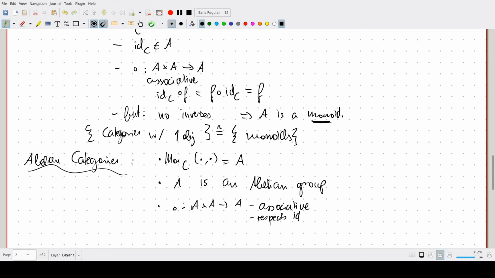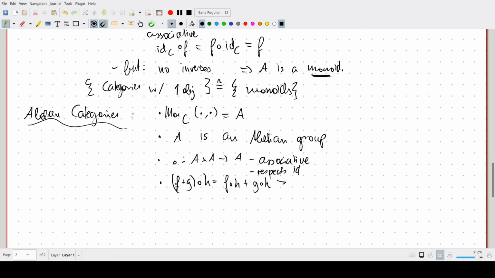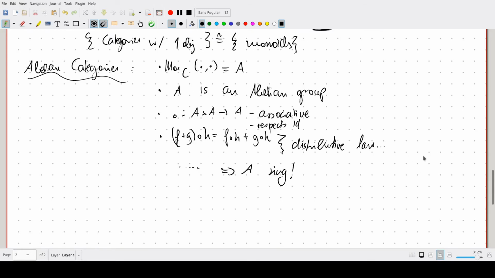And it's bilinear, meaning that we have F plus G composed with H is equal to F composed with H plus G composed with H, and the same thing for the other side, meaning that we have a distributive law. So does that remind you of anything? Yes, it means that A is a ring. It doesn't need to be commutative, but it's just any kind of ring.